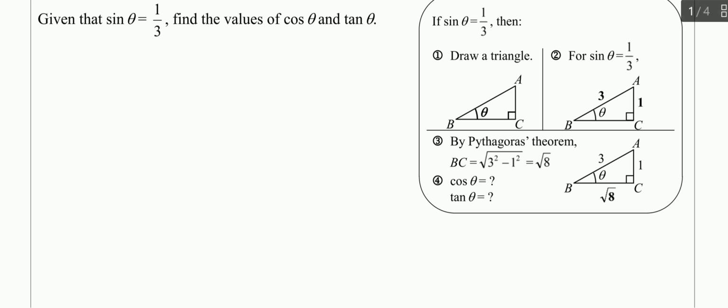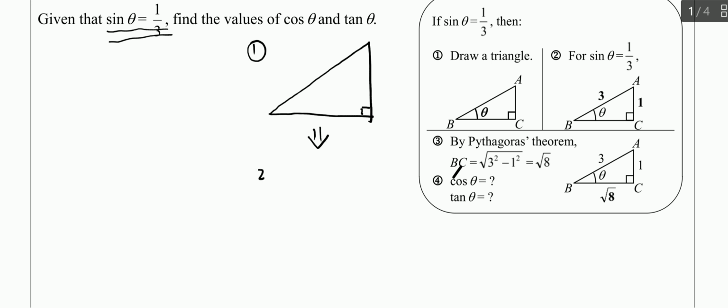So step 1: if you know that sine theta equals 1/3, you want to find cosine theta and tangent theta. For step 1, you can just reverse the situation, since you know all these things relate to right-angled triangles.